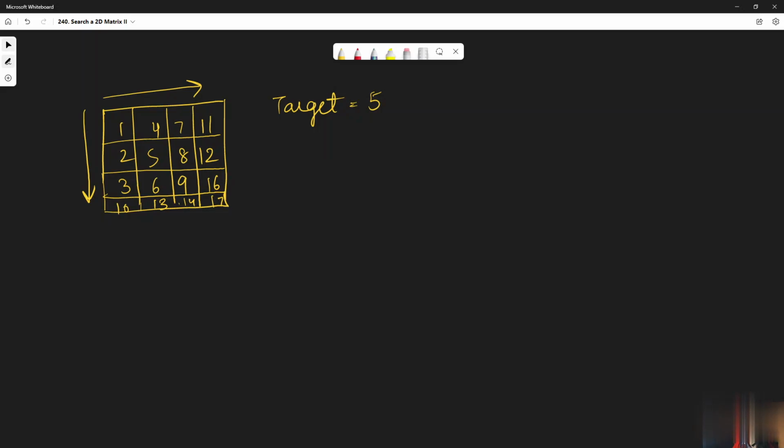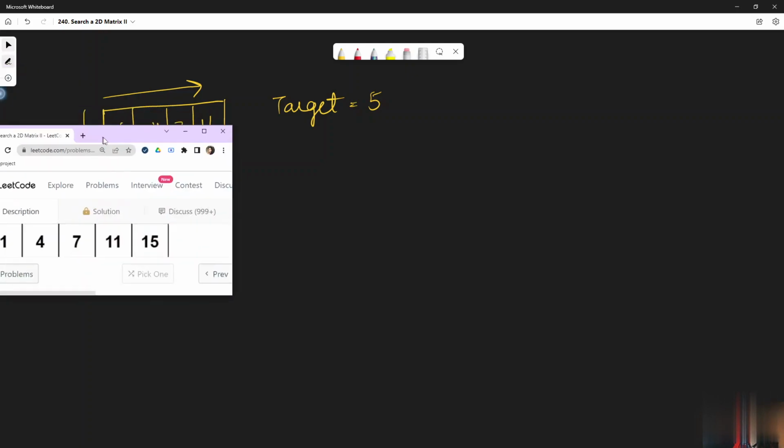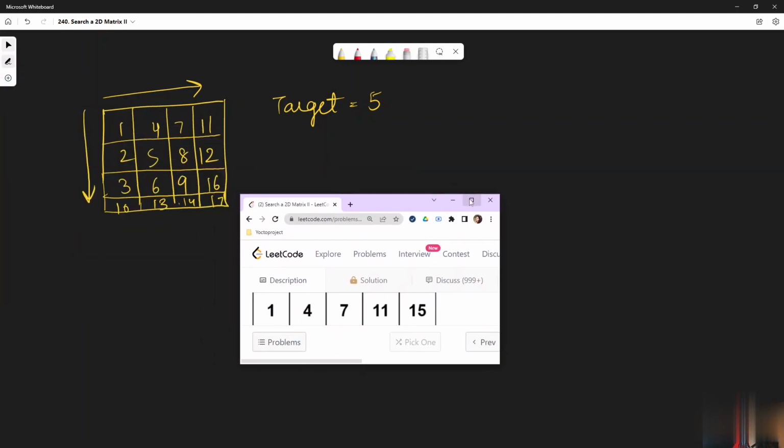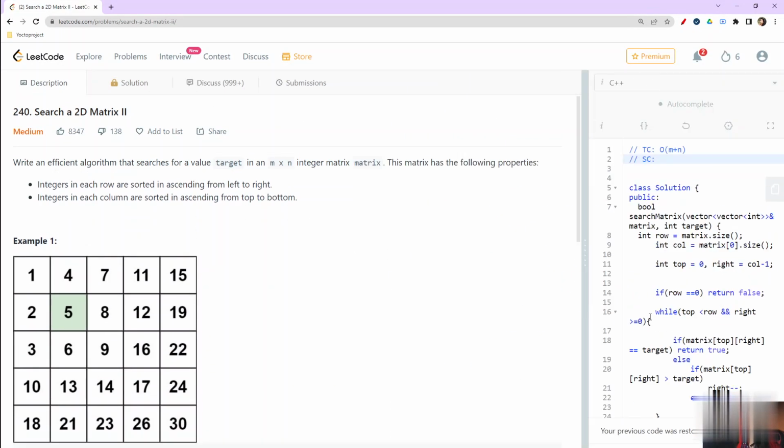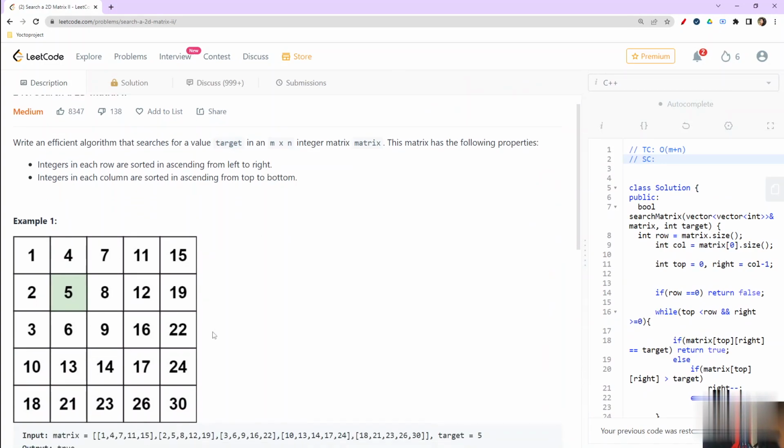Hello everyone, so today we are going to do the Leetcode daily challenge and its name is Search a 2D Matrix 2. Its first version we also had, and now it's time for its second version. So in its second version, we are given a matrix of m cross n.